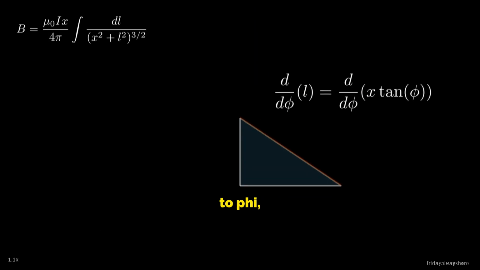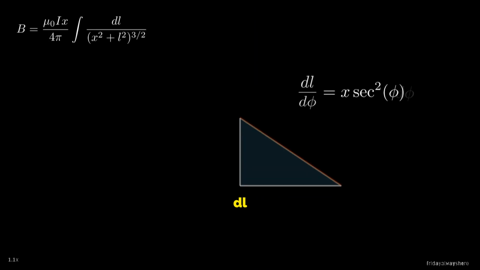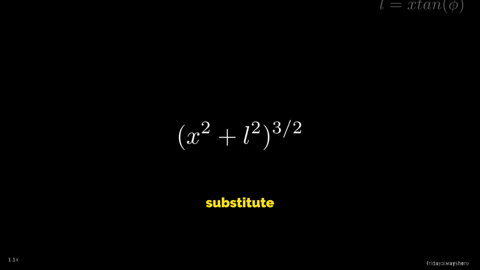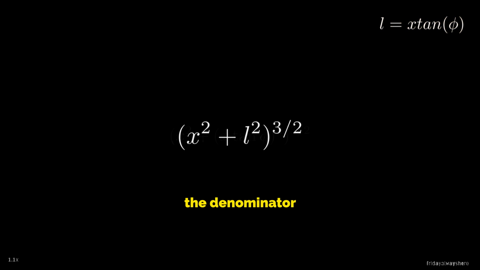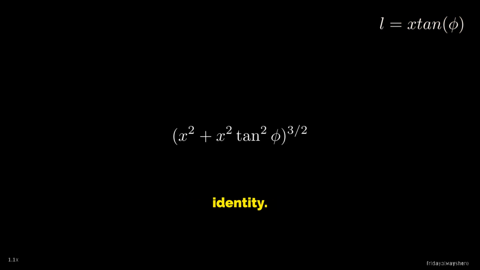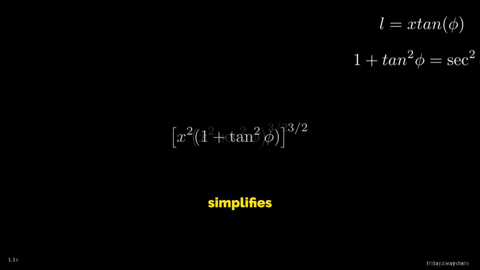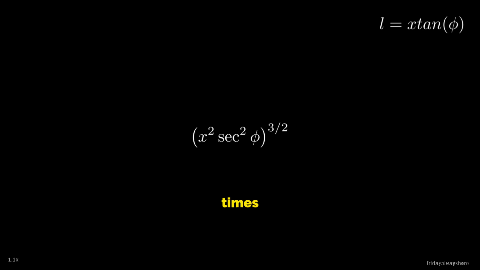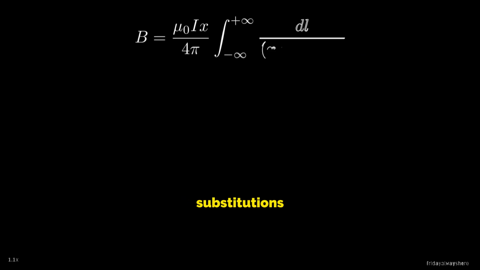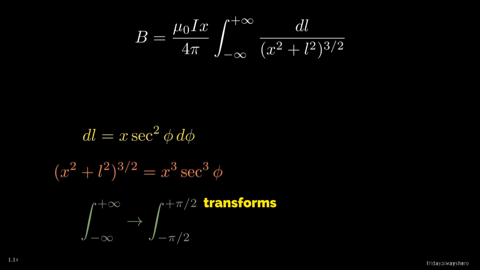Differentiating with respect to phi, we find that dl is equal to x times secant squared of phi d phi. Next, we substitute for L in the denominator. Using the trigonometric identity, 1 plus tangent squared equals secant squared, the denominator simplifies to x cubed times secant cubed of phi. With all our substitutions in place, the integral transforms.